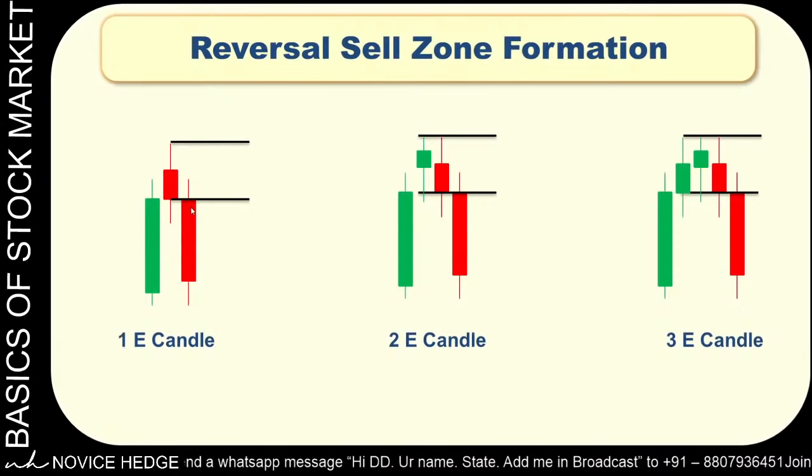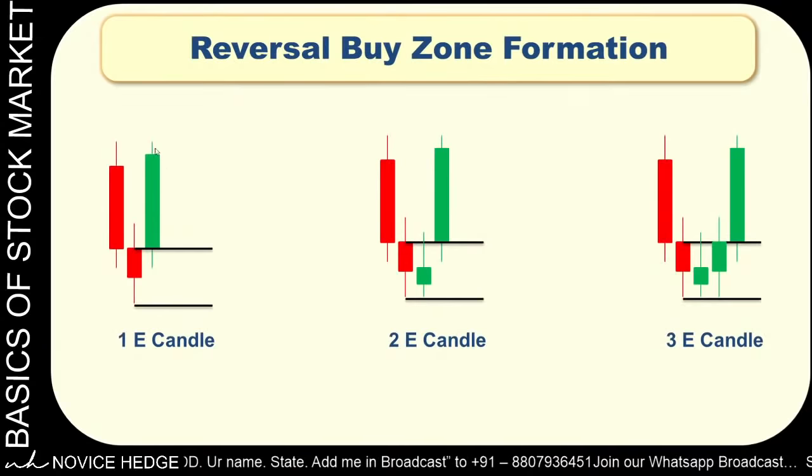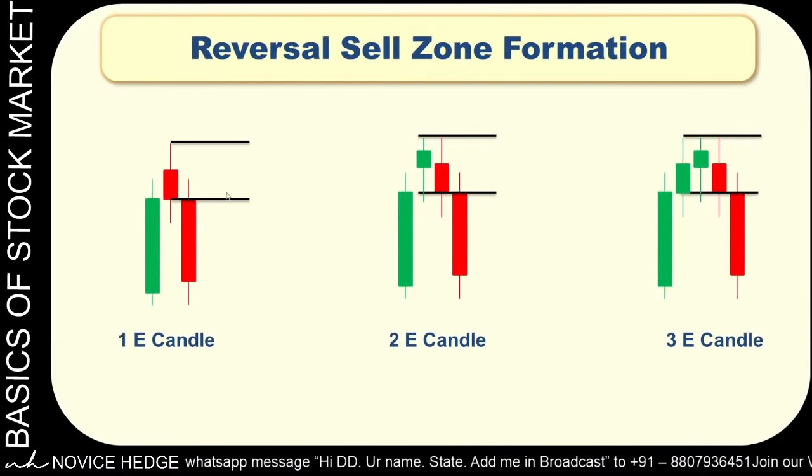Now what's the difference between a buy zone and a sell zone? If you see here, the candle which comes out of the zone is in what color? It is in green color, and it is an upward move. Whenever there is an upward move, the zone formation is a buy zone, or a demand zone. Whereas in the case of a sell zone, the candle which comes out of the zone, which is the IB candle, will be a red candle, which indicates that it is a supply zone. What is a supply zone? What is a demand zone?